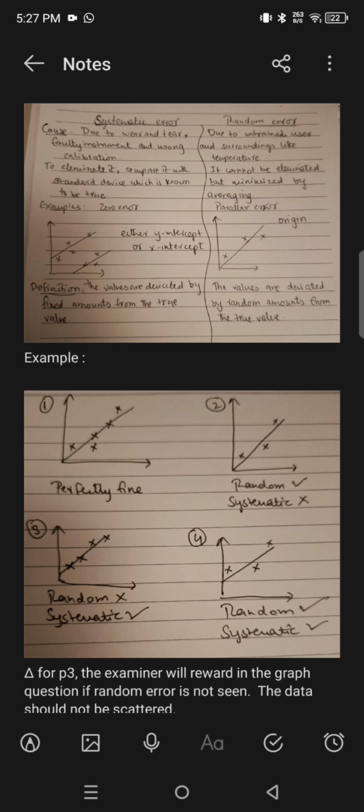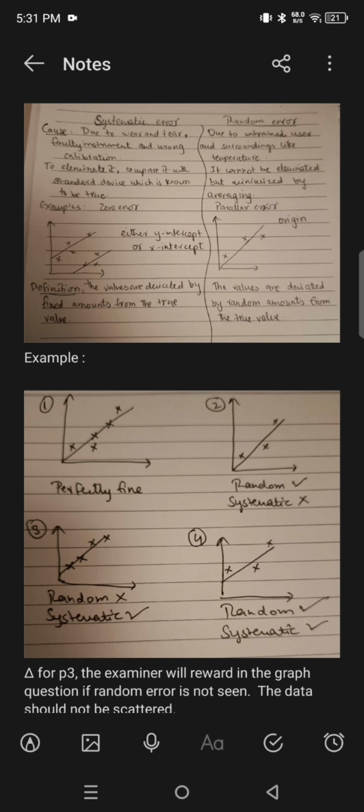On the contrary, the random error is caused by an untrained user or surroundings like temperature, external factors that may affect it. We cannot primarily eliminate it, but we can for sure minimize it by averaging, like taking the average of the values. The graph of the random error starts from the origin, but it has randomly scattered points. The values are deviated by random amounts from the true value.